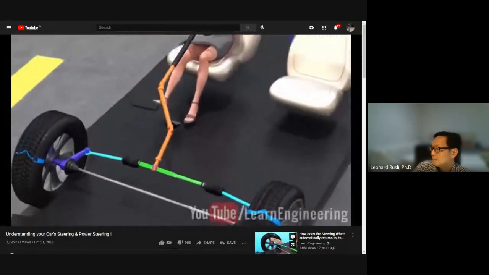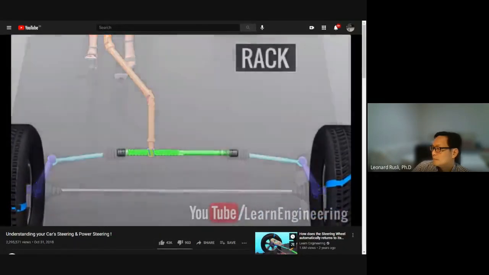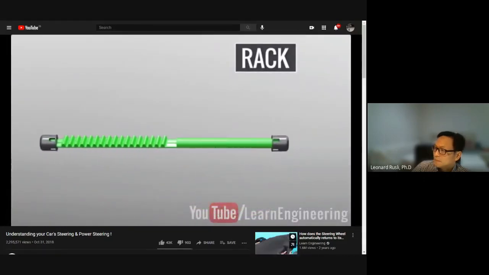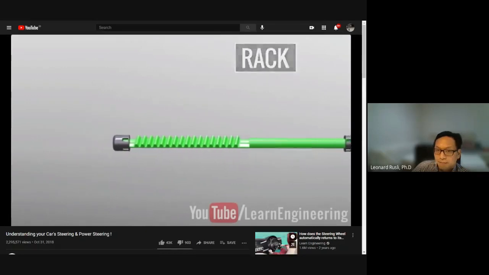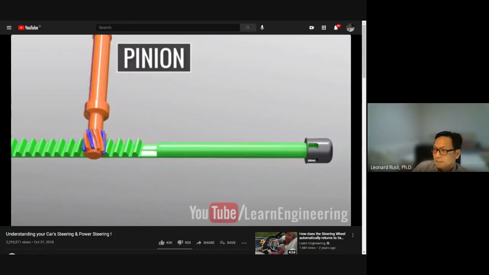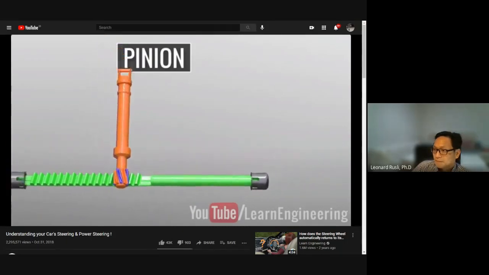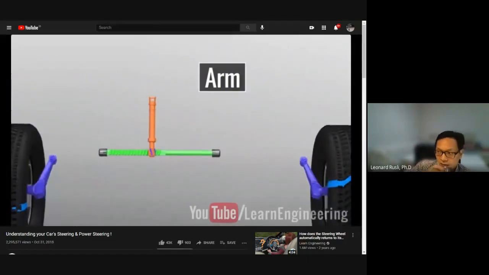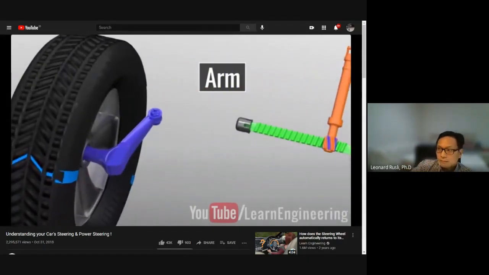A rack is at the center of this mechanism. This rack is constrained so that it can only move in a straight line. The pinion, which comes from the steering, can make this rack move. A part called a steering arm is attached to both of the wheels. This part is constrained so it only has a rotational motion along the axis shown.